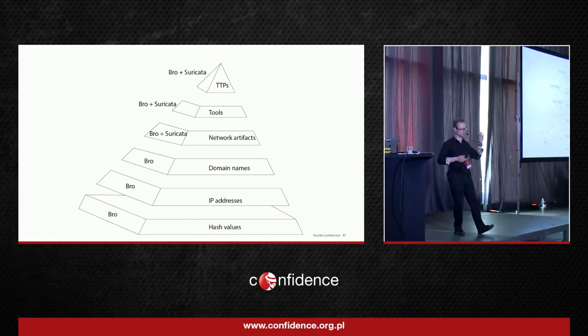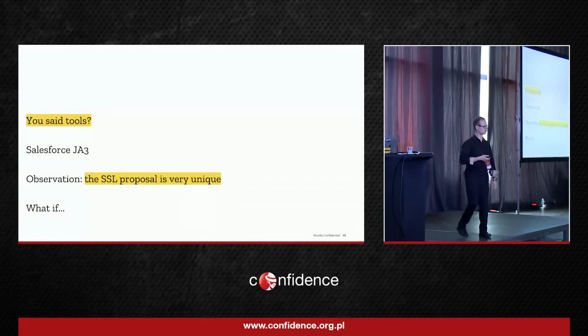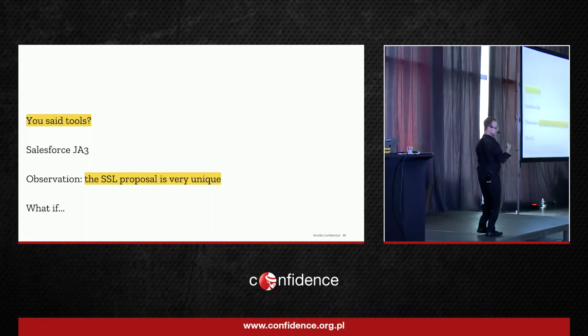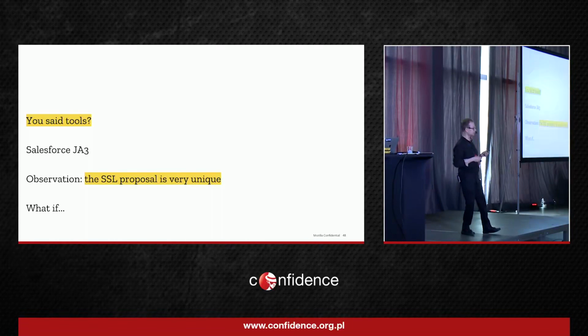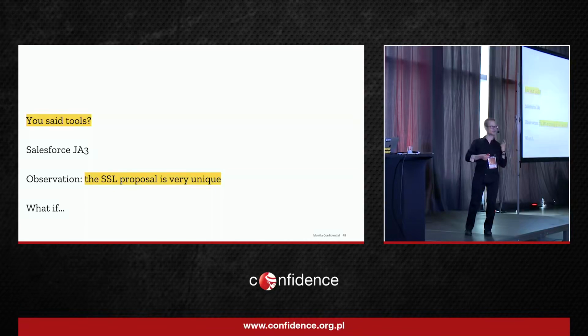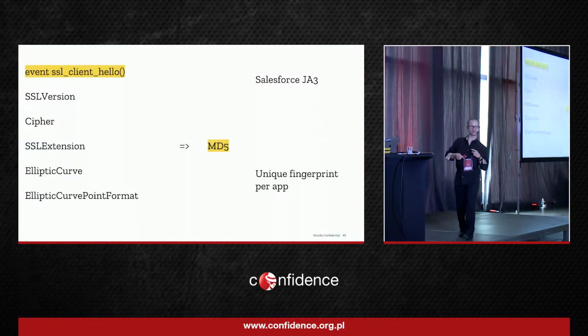We might not yet know what is wrong. We want to be able to detect tools on the network layer. And you are like, how can you detect tools on the network layer? Well, those Salesforce people actually run a giant Bro cluster. They were smart enough to notice something interesting. They were like, the SSL proposal is very unique. When two systems start to communicate over SSL, the client sends the SSL handshake telling the server, okay, these are the things that I support. These are the protocols I can talk to you over.